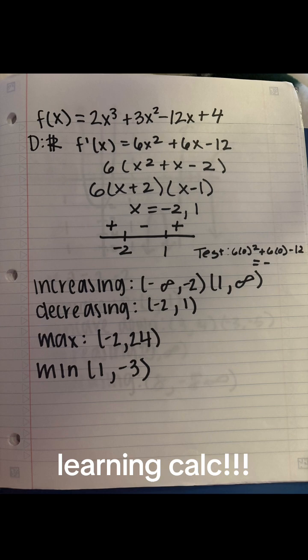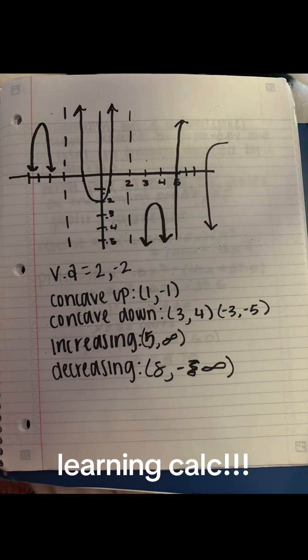And the maximum is at negative 2, 24. And you plug in negative 2 to the original equation to get that. And then the minimum is at 1, negative 3, which you also just plug 1 into the original to get the negative 3. And you find those when the signs are switching.